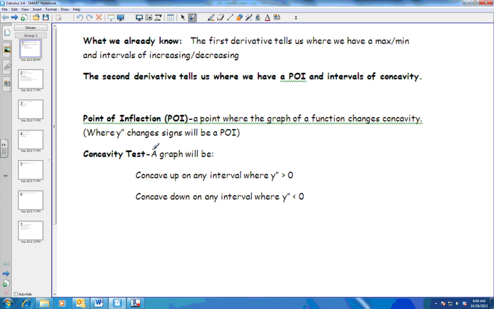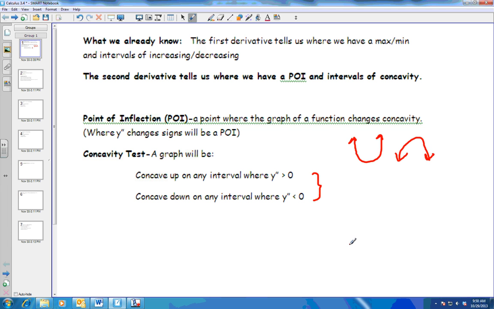Concavity test: a graph will be concave up where the second derivative is positive, and concave down where the second derivative is negative. Okay, that's what this information tells you. So this is concave up. There's two ways you can remember it. Anything that can hold water would be concave up. And I always remember concave up looks like a smiley face. When you're up, you smile. Concave down will not hold water, or it kind of looks like a frown. So this is concave up, concave down.